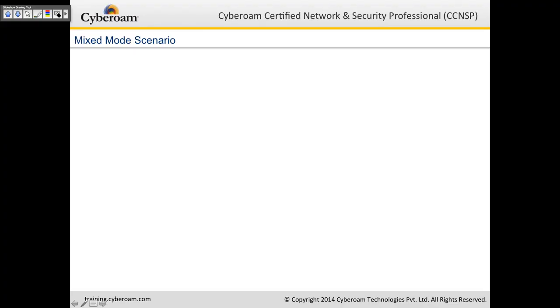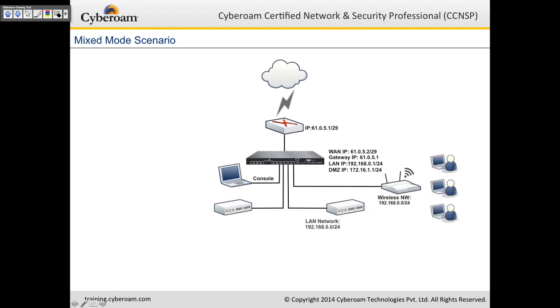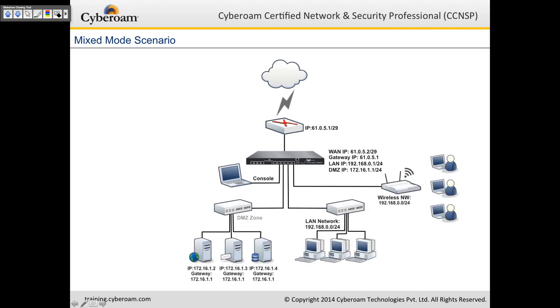Alright, so the last mode of deployment is mixed mode scenario. So I'll show you a small diagram out here where you've got a Cyberoam and you've got a LAN switch and you've got a DMZ switch as well. So you've got a DMZ network over here and you've got a LAN network here as well. Now there's a small wireless network which everybody prefers. So let's say you've got some guests coming into your wireless network and you'd like to put them in the same LAN network. Let's assume you've got a DHCP server on the LAN network and you want to extend the same release of IP addresses to the wireless network.